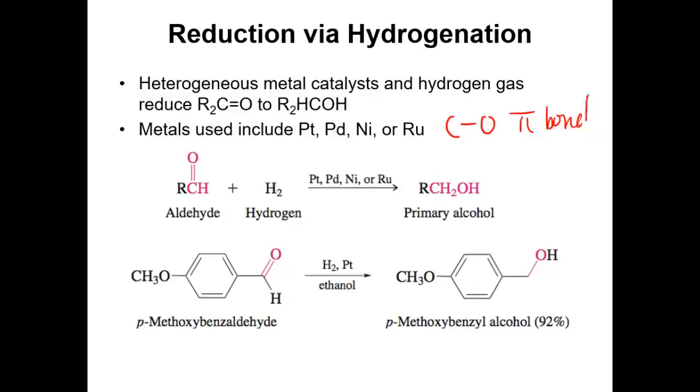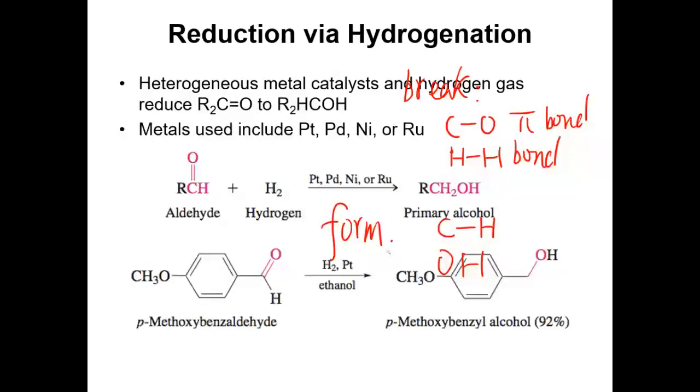You break a hydrogen-hydrogen bond. And what you get is a CH sigma bond. You form a CH sigma bond, okay? And an OH sigma bond, okay? So for all the carbonyl compounds, this reaction is almost always exothermic because you're forming two sigma bonds, and you're breaking one sigma bond and one pi bond. Okay? So it's a good deal for the hydrogenation to happen.